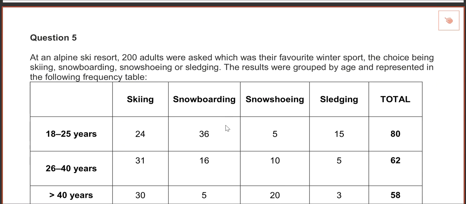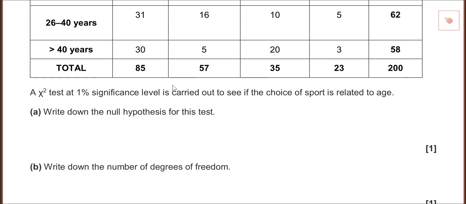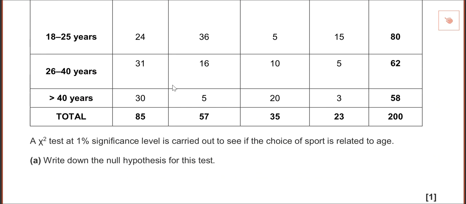Gave you this one, I thought it'd be nice. Chi-squared. I can't believe you didn't get the first one. Write down the null hypothesis. Do you remember I said it's the easiest mark you're going to get in the test? What is it?